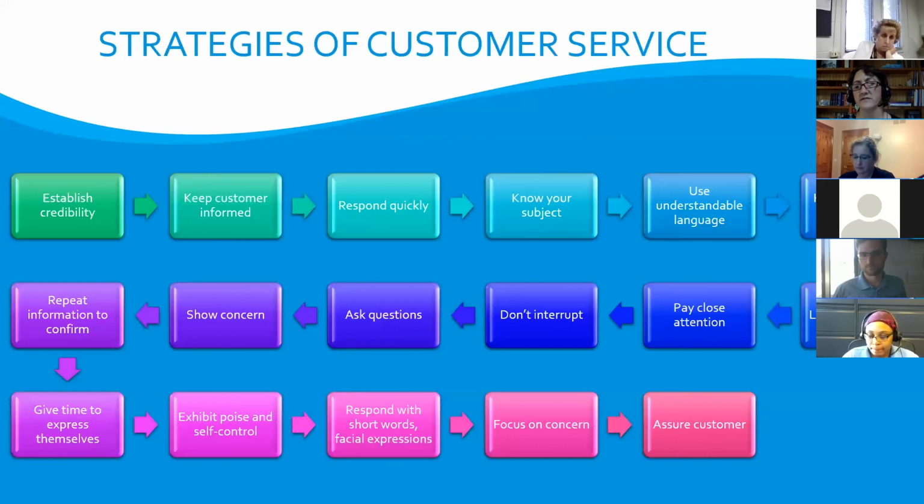Respond with short words and facial expressions. This actually helps keep the focus on the customer. So things like nodding your head when they're talking so that they know you're listening. I hear you, I understand. I have a question about that, but keep going. Those kinds of things help reinforce that you are listening. You want to focus on the concern, and this is a little bit related to keep the discussion focused, but once you get to the heart of the problem, you don't want to make it bigger than it needs to be, right? So although they might have lead service lines in their home, they called you today because they're mostly concerned about their water bill.